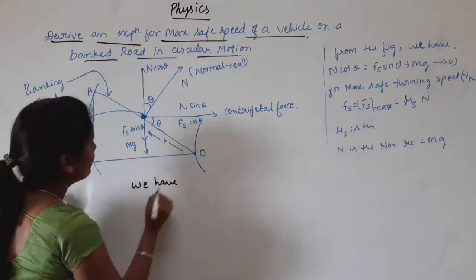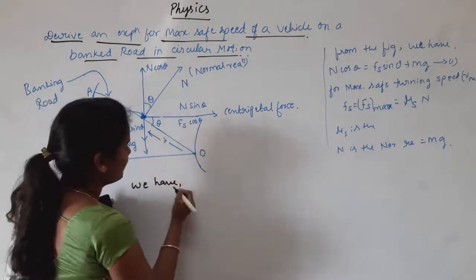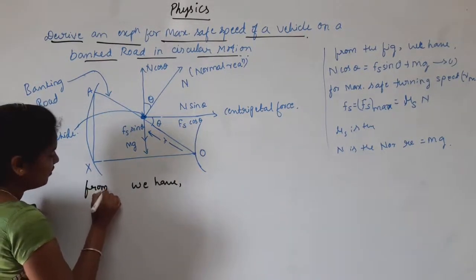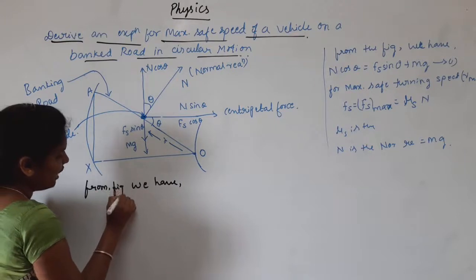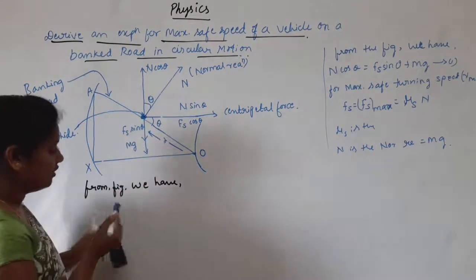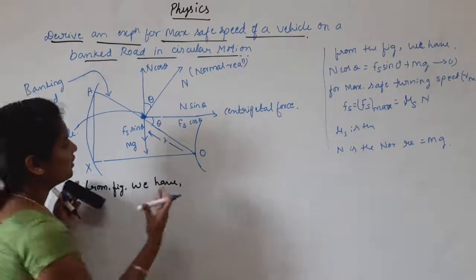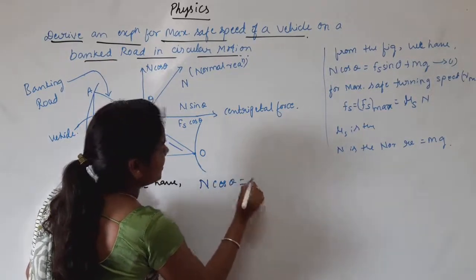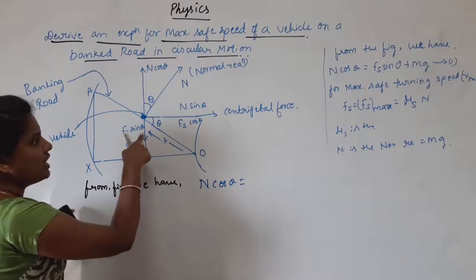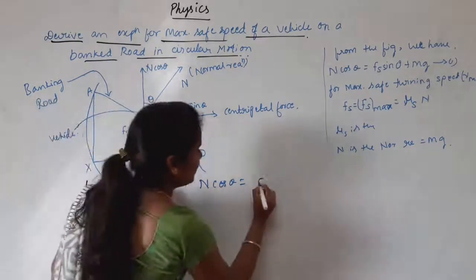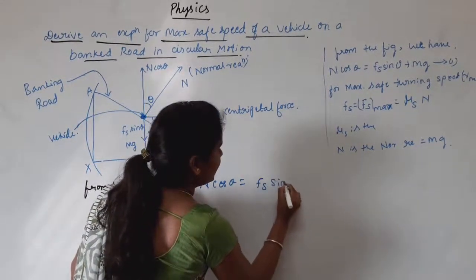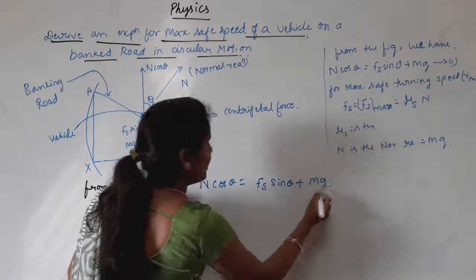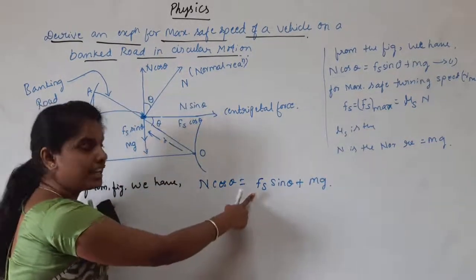We have from this diagram, from the figure, we have n cos theta is equal to Fs sin theta plus mg. Here Fs stands for static friction.